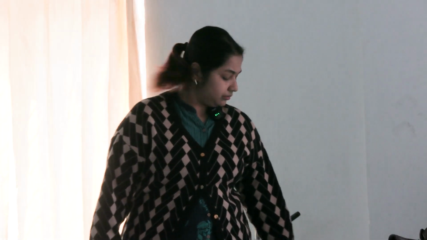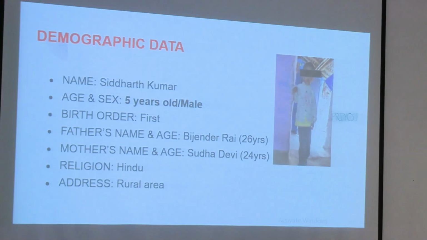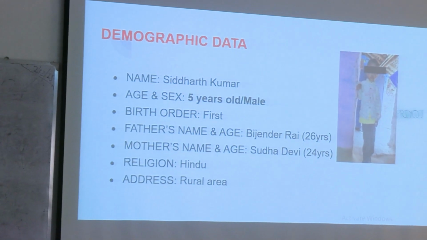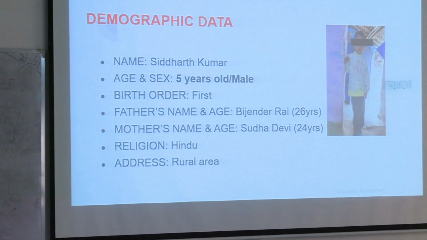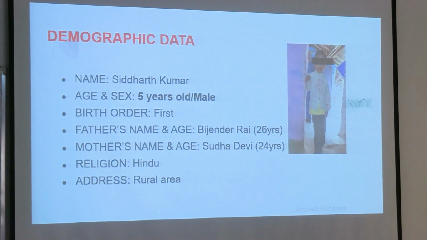Severe acute malnutrition is a form of PEM. PEM মানে কি? Protein energy malnutrition. তাই তো? Then for example, if we take a data or a case going in the community, কি case? এখানে একজন 5 years old একটা male child আছে, okay? Birth order first, mother father name দেওয়া আছে, address rural area.